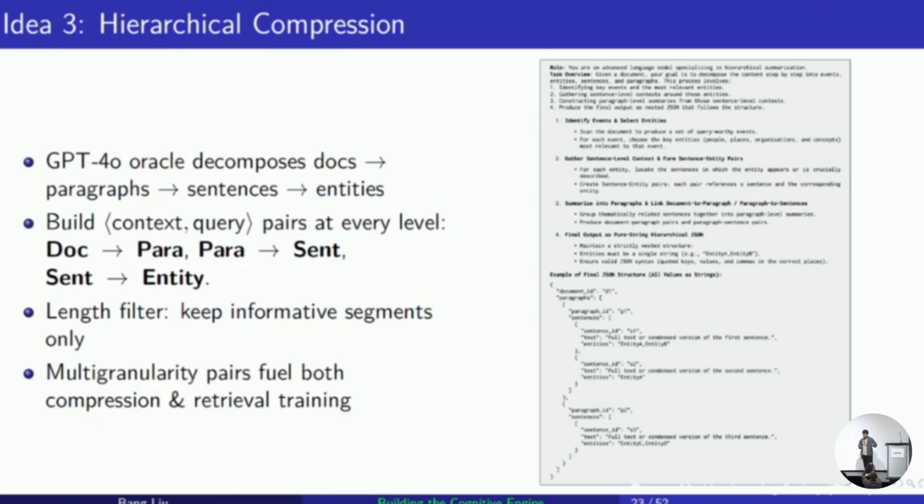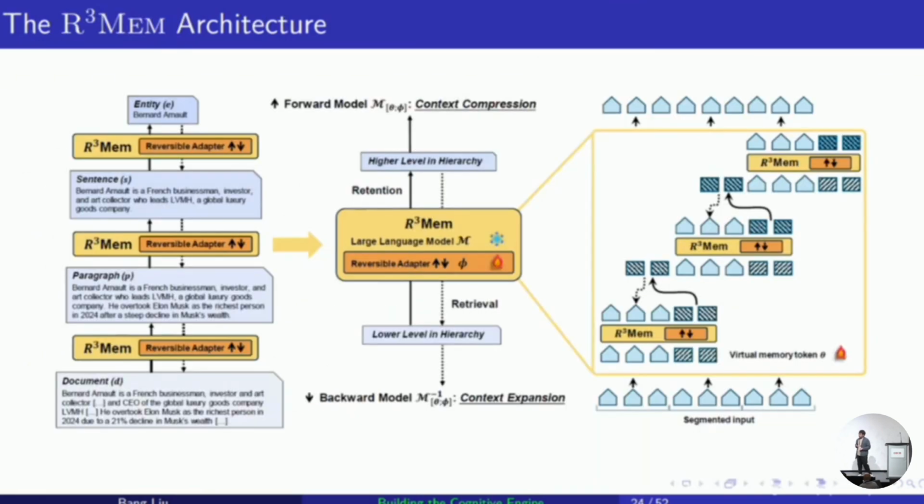This can be done by taking a lot of high-quality documents and having an oracle language model, let's say ChatGPT, compress them. Based on these different granularity context-query pairs, you have data which can continue to pre-train your changed transformer model. So this is the final R3-MEM architecture. On the left is the data, with different granularity pairs from document level to paragraph to sentence to keywords level. And on the right, we have the reversible transformer architecture, adapted from a pre-trained language model.